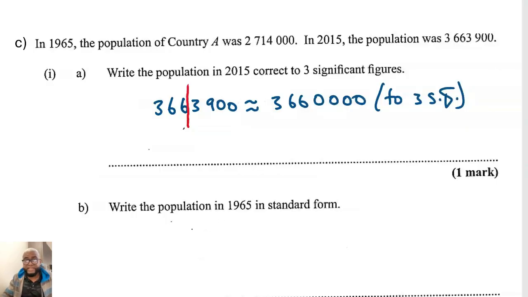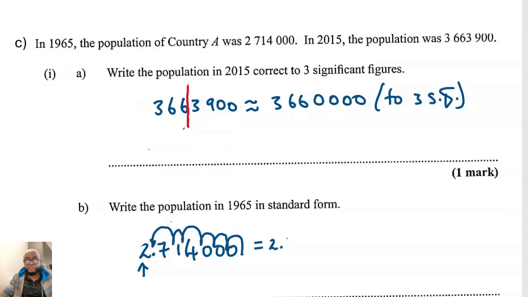Write the population in 1965 in standard form. So you have 2,714,000. Now you think about standard form, it's like you want to move your decimal point to the right of the first significant figure, right? What is the first significant figure here? 2, right? So my point is understood to be here. Everybody agrees? So we jump in 1, 2, 3, 4, 5, 6. So my point will now be here.